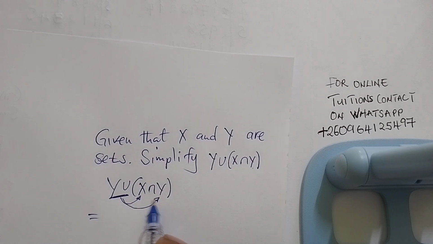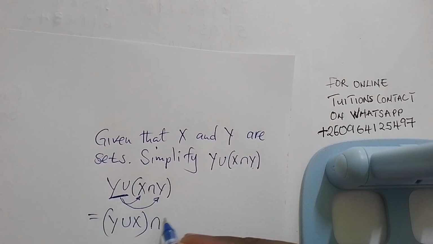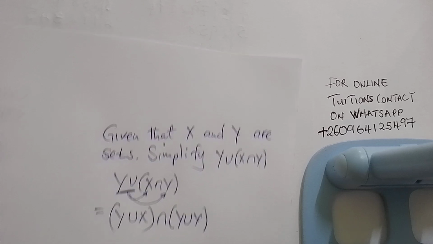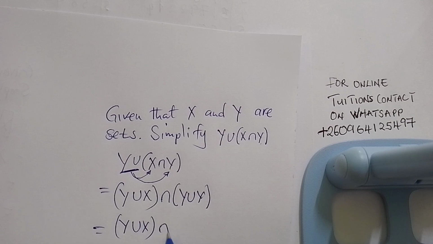So to do that, this is going to be (y union x), and that is intersection, you go back, (y union y). When you do that, this is going to be, of course, (y union x) intersection (y union y).